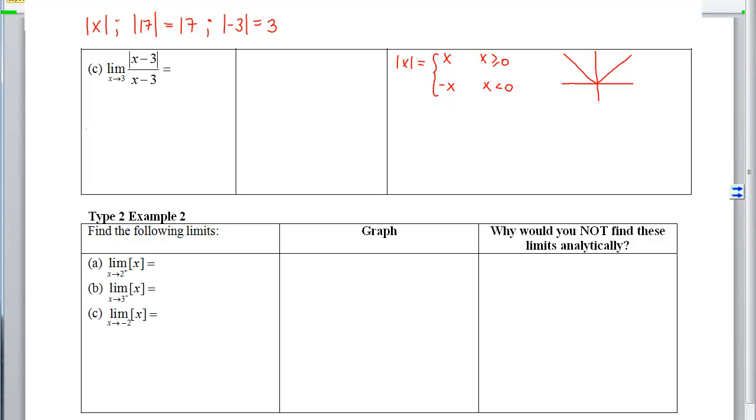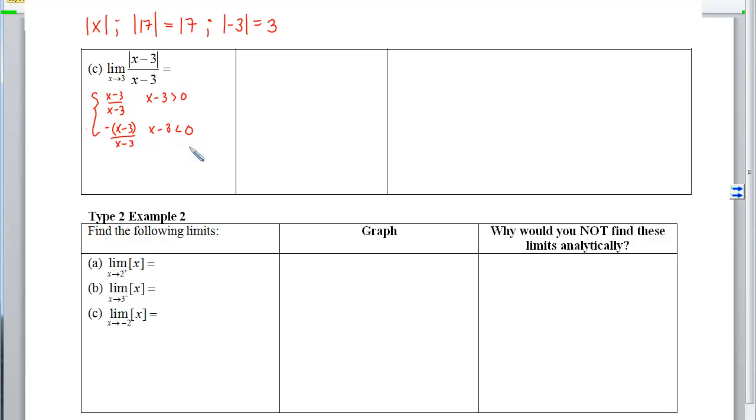So if we apply that to this particular problem here, let me erase this for us. Then we can rewrite this function as a piecewise function. It will be the inside left alone whenever the inside is positive, or it will be the opposite of the inside whenever the inside is negative.